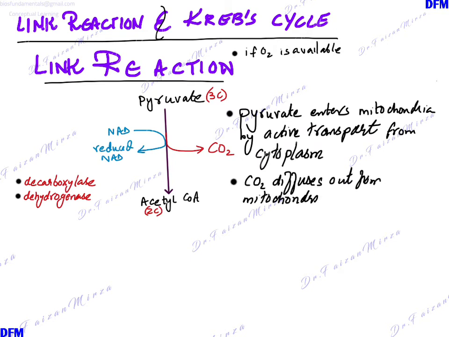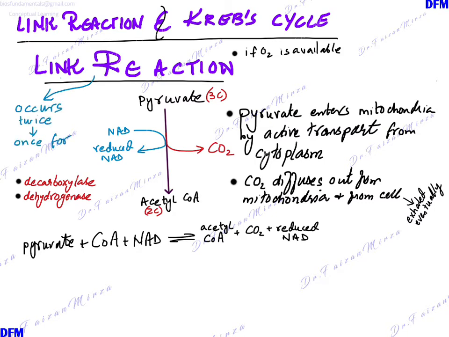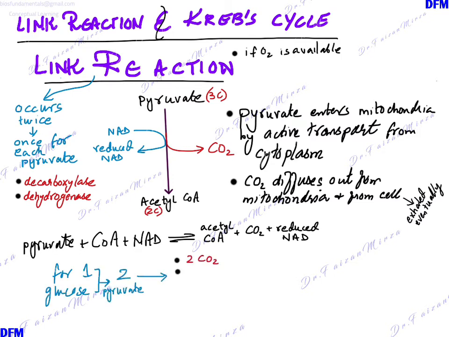Carbon dioxide diffuses out from the mitochondrial matrix and from the cell, and it is eventually exhaled. The overall link reaction is pyruvate combined with coenzyme A and NAD to form acetyl-CoA and carbon dioxide and reduced NAD. Since the link reaction occurs once for one pyruvate, it will occur twice for two pyruvates, which are coming from one glucose molecule.